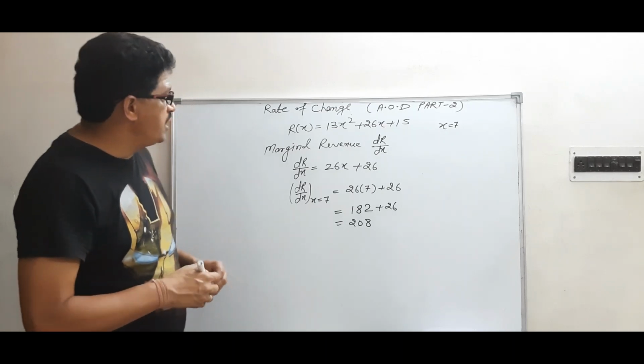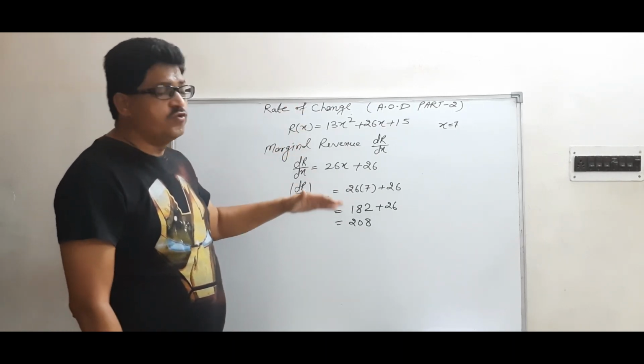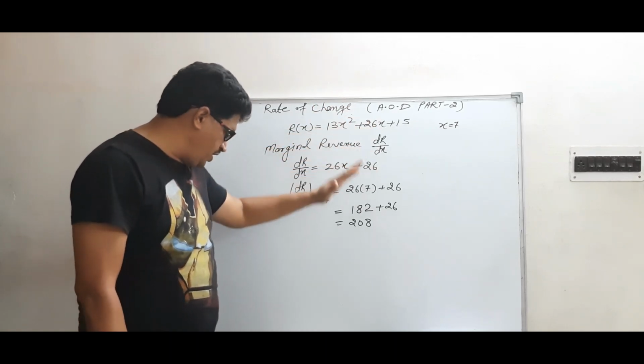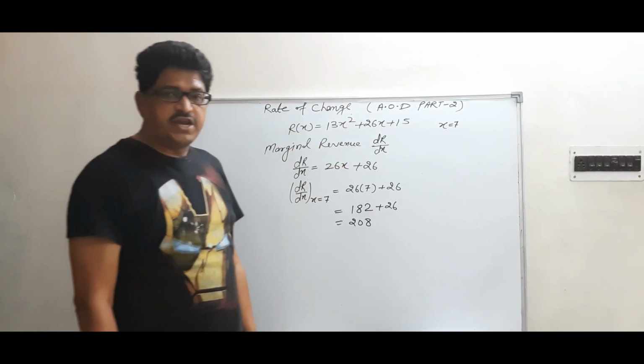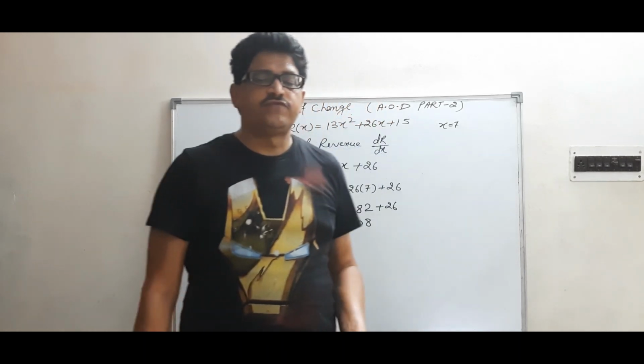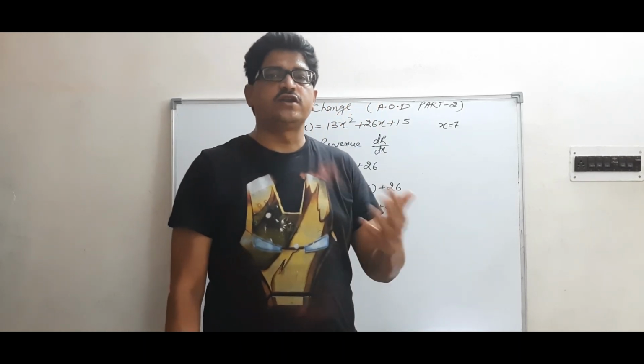So in this way you can find marginal revenue or marginal cost. For marginal cost you can find dc upon dx. So remaining parts, remaining questions you try by yourself. If you have any doubt, then you can ask in live class.